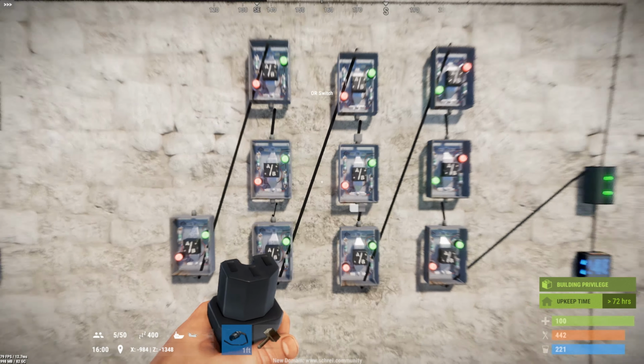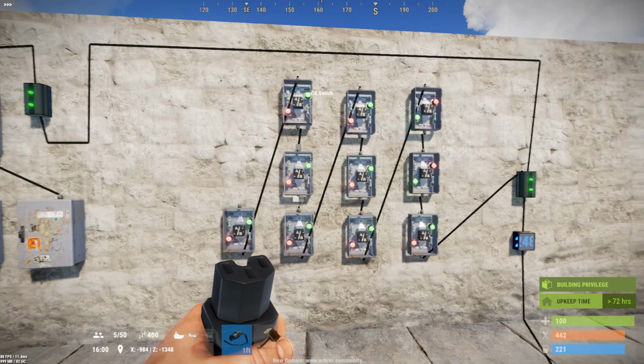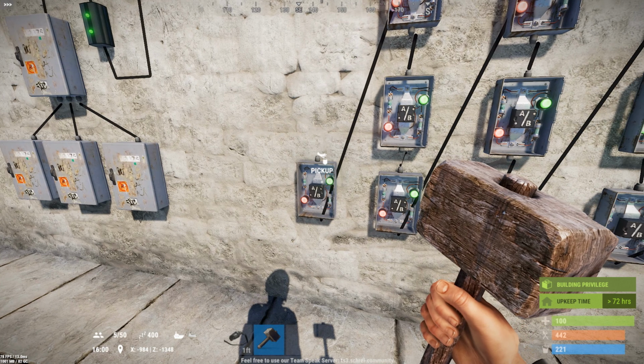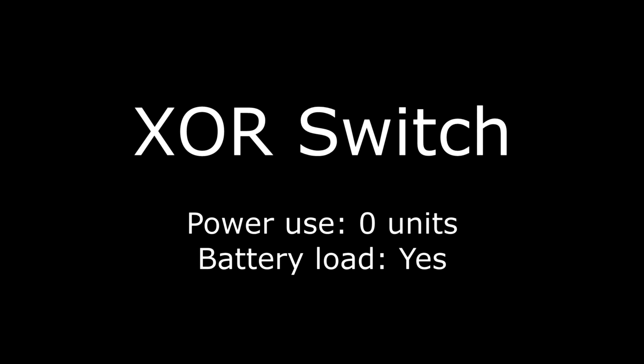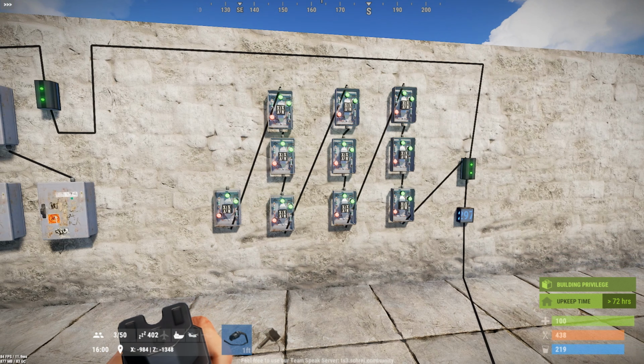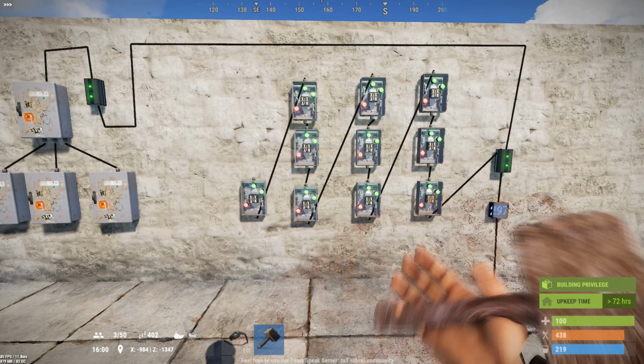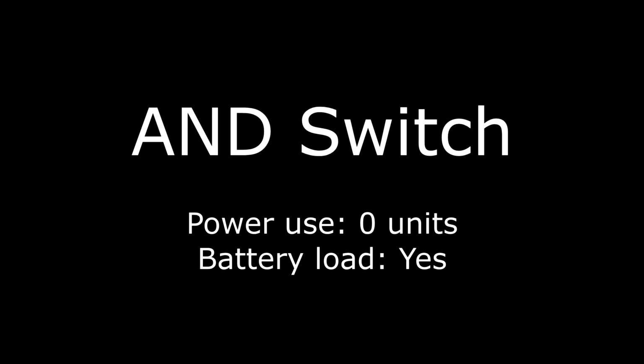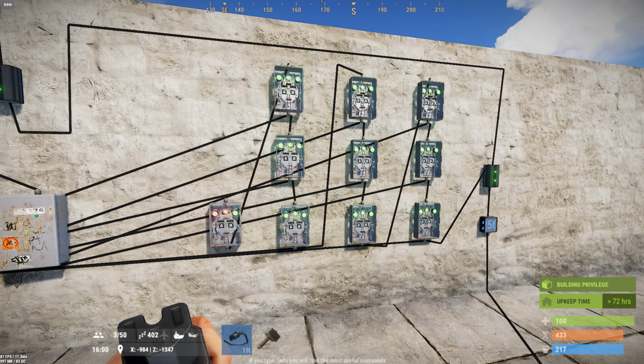Or switches use 1 unit of power. I bet you're all shocked. Bottom line is, XOR switches do not consume power. And switches, when you turn them on, consume no power. So interesting, just like an XOR switch, they do not consume a unit of power themselves.